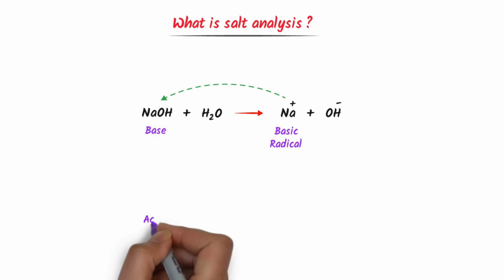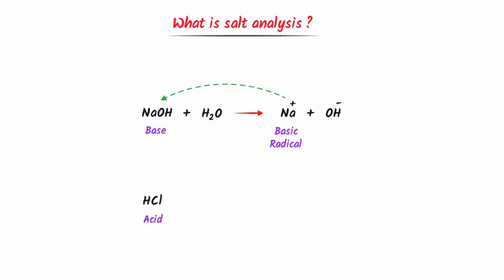Secondly, consider an acid like HCl. Now I add some water to it. The acid will ionize into hydrogen ion and chloride ion. This negative chloride ion is known as an acidic radical. It is because this chloride ion belongs to the acid HCl, so we call it an acidic radical.